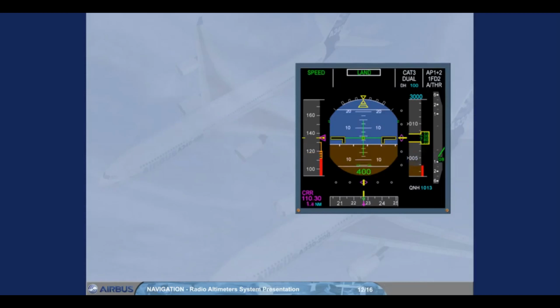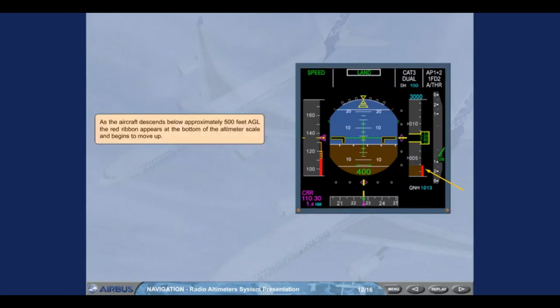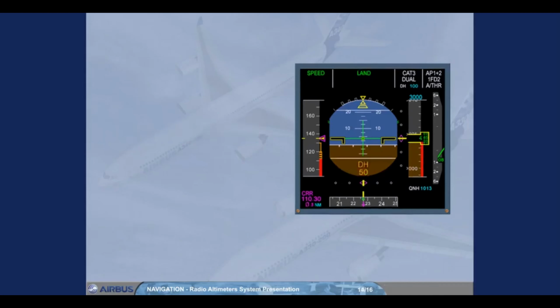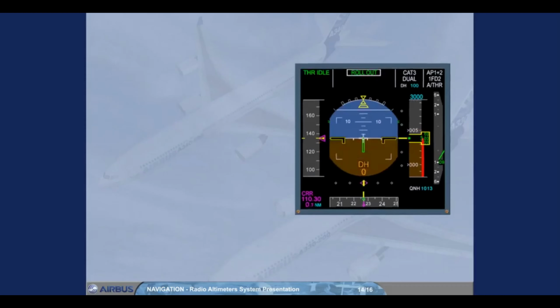As the aircraft descends below approximately 500 feet above ground level, the red ribbon appears at the bottom of the altimeter scale and begins to move up. The white ground line moves from the bottom of the PFD towards the horizon. At touchdown, the ribbon is in the center of the altitude readout, and the white ground line is merged with the horizon as shown. These are designed to be used as a ground reference during autoland operations.